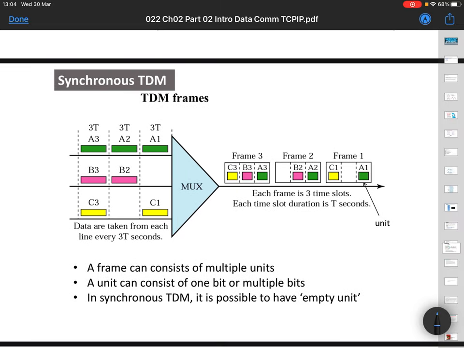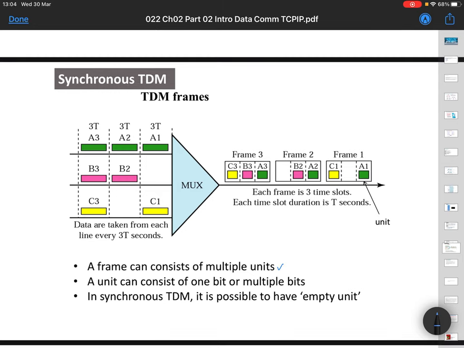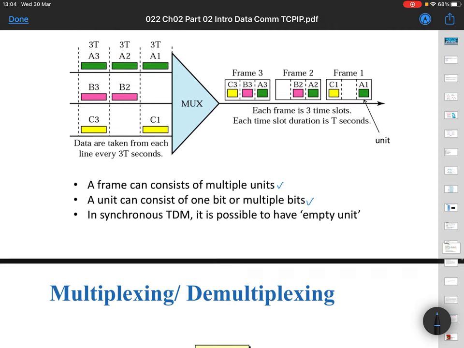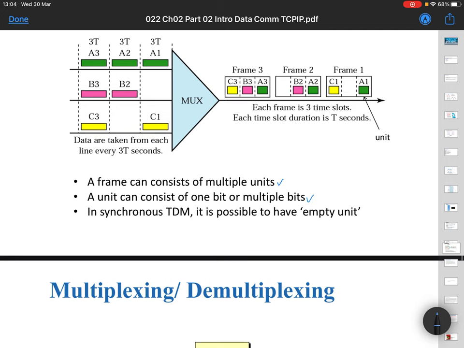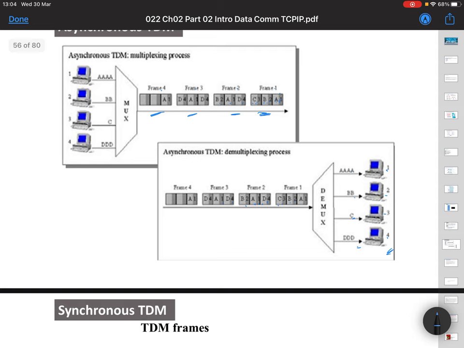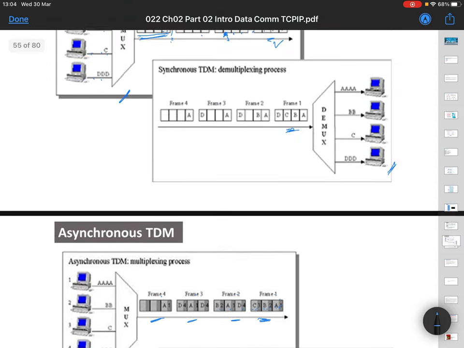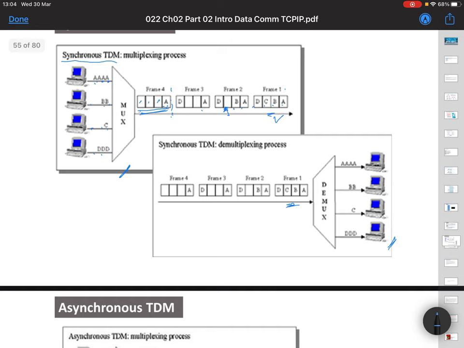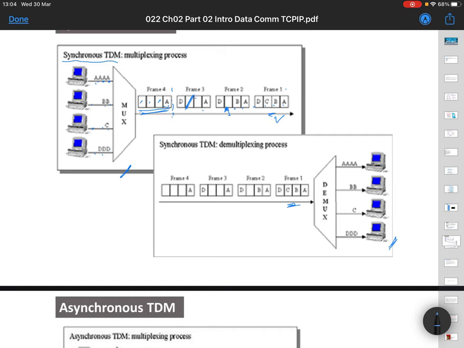In synchronous TDM, a frame can consist of multiple units, and a unit can consist of one bit or multiple bits. In synchronous TDM, it is possible to have empty units. Okay, ni dipanggil units. So, this is empty, this is empty, this is empty, this is empty. Okay.